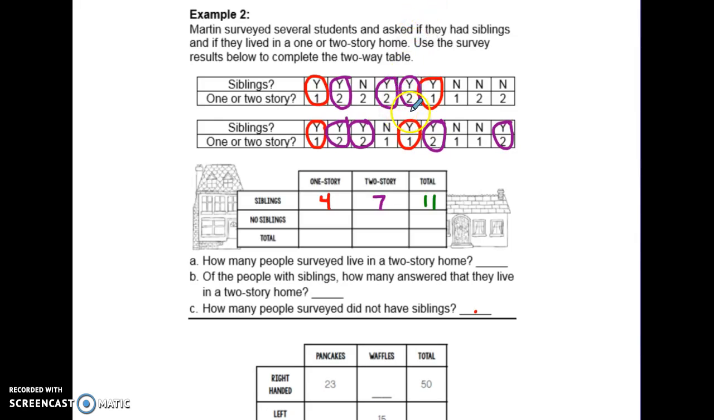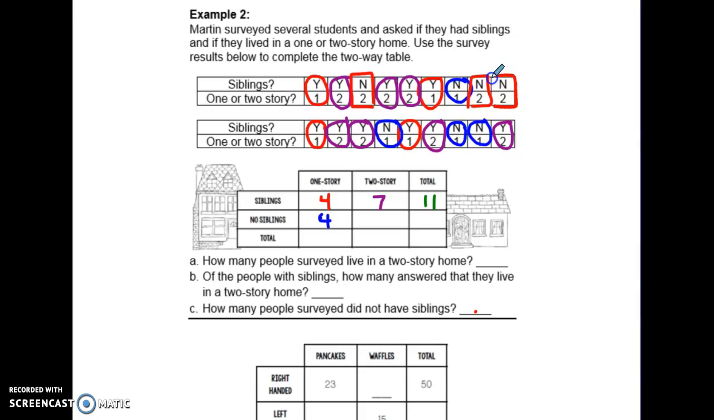The rest of the data, if you do not have siblings, the person said N for no, and we might as well fill in the one stories. So I've got no with one story, a couple of them down here, and I think I've got one more up here. So it's a total of 4 people said no siblings, one story house. And finally, we have our no 2 stories, and there's only 3 of them.